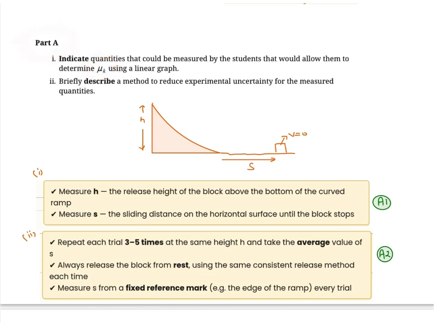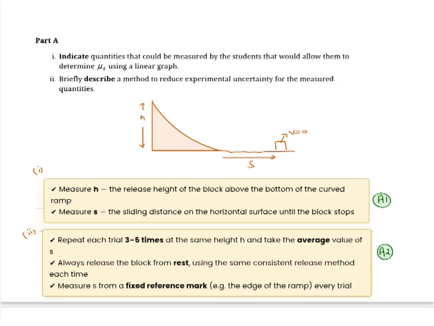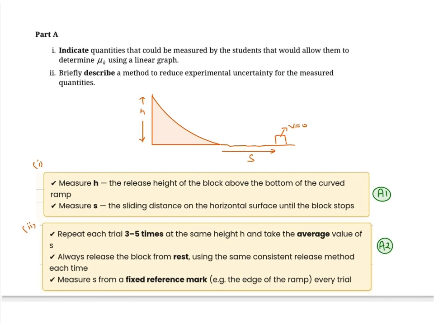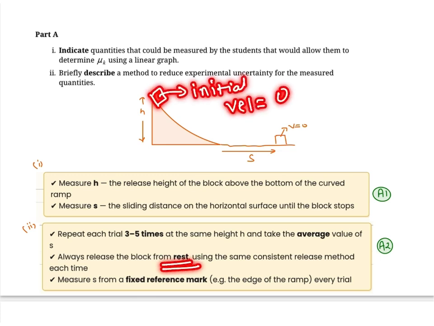And in part A, they have also asked for a method to reduce experimental uncertainty for the measured quantities. So obviously, you should have a fixed reference mark. From there only, you are expected to measure this height h. Further, you have to release that block from rest. That means its initial velocity should be zero. So make sure its initial velocity is zero.